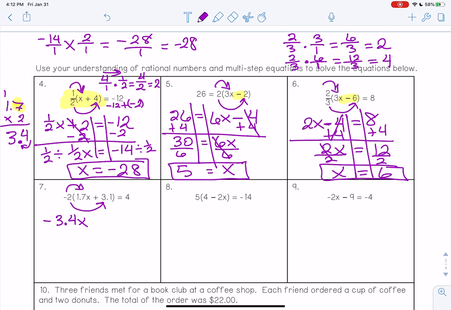And then we have negative 2 times 3.1. So once again, if you don't know it, then you got to multiply it out by hand. 2 times 1 is 2. 2 times 3 is 6. We have one number after the decimal place, so it's going to go in 1, and it's going to be 6.2. We have a negative times a positive, so our answer is going to be negative.